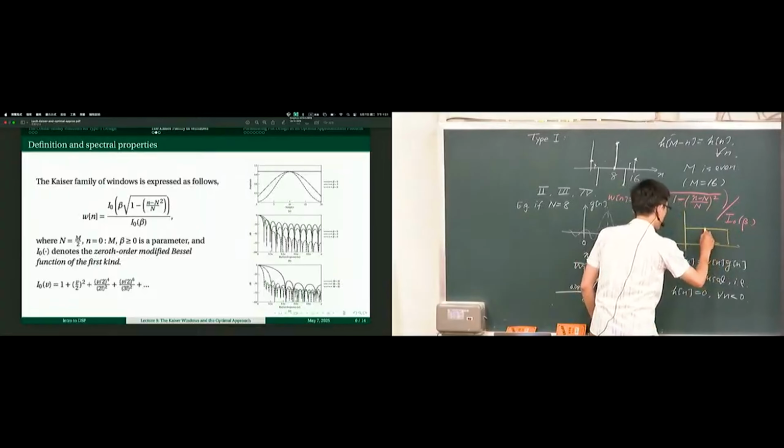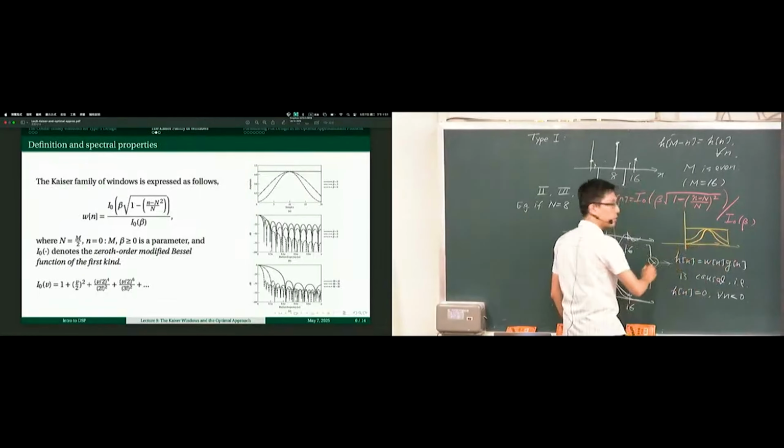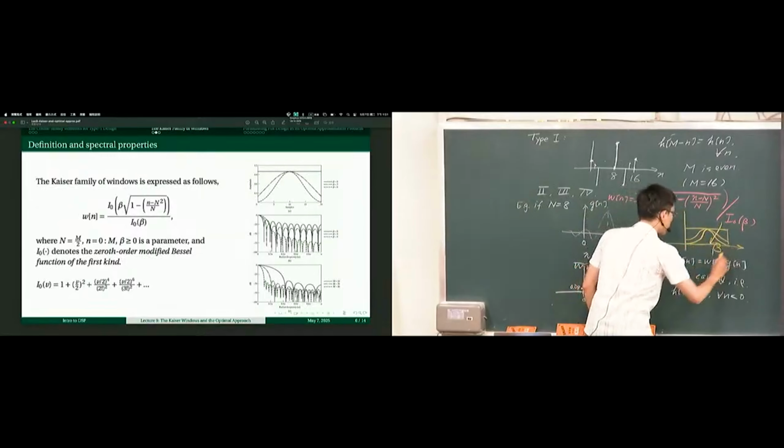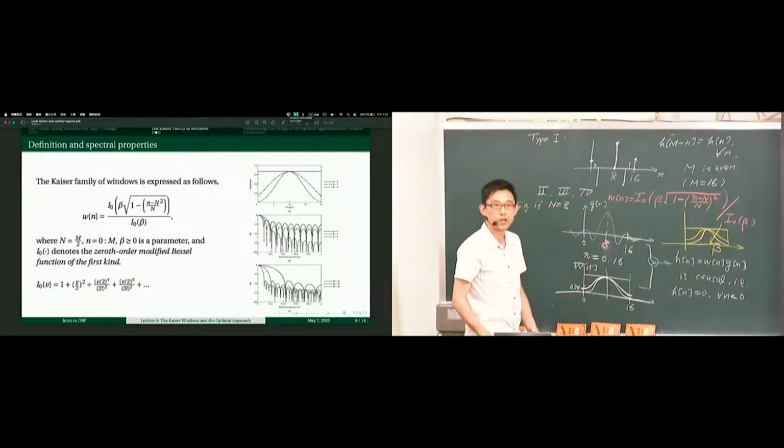Beta equals 0, beta equals 3 may look like something like that. Beta equals 6 almost touches 0, but it doesn't actually. So anyway, this is the direction of increasing beta, right? That's how the Kaiser family window looks in the time domain when we increase beta. So far so good? Pretty simple idea.